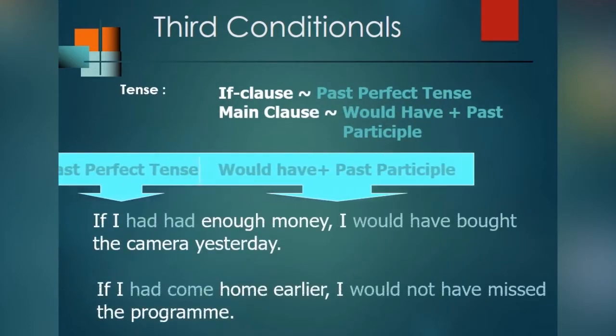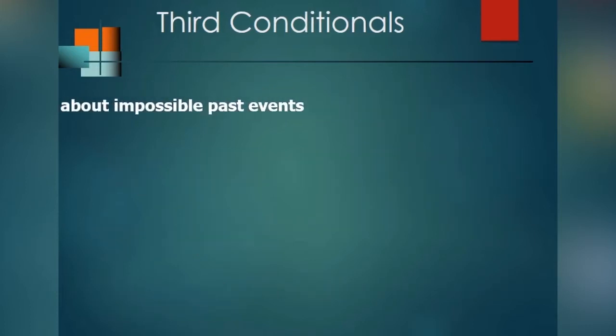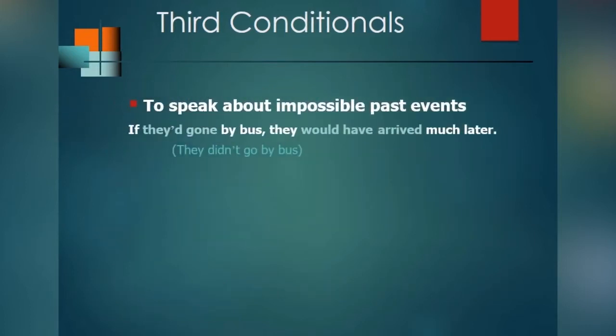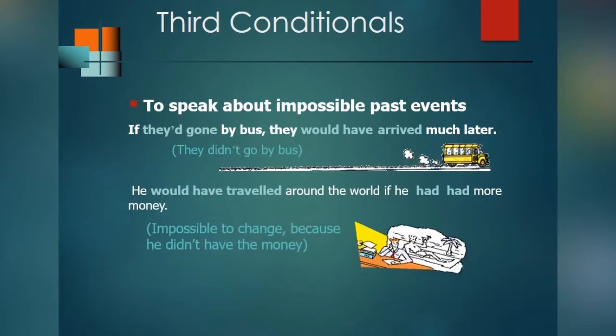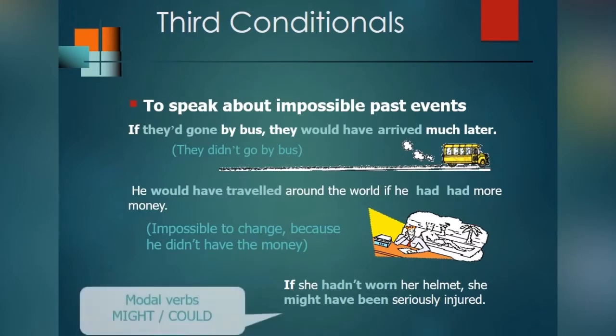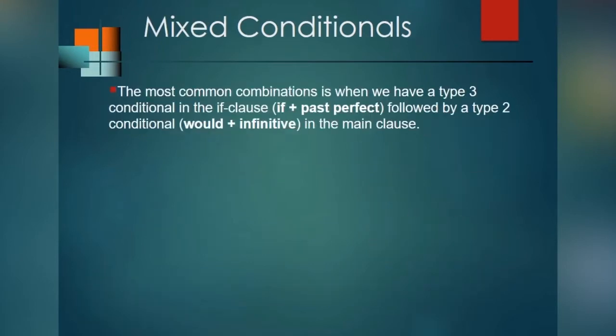Third conditional. In the third conditional, we are working with a past perfect in the if clause and would have plus a past participle in the result, as you can see in these two examples. We use them to speak about impossible past events, things that you cannot change because they are placed in the past. If they had gone by plane, but they didn't, they would have arrived much earlier. He would have traveled around the world, which he didn't, if he had had more money, but he didn't have any money. Keep in mind that we can exceptionally or sometimes use might or could to replace would.